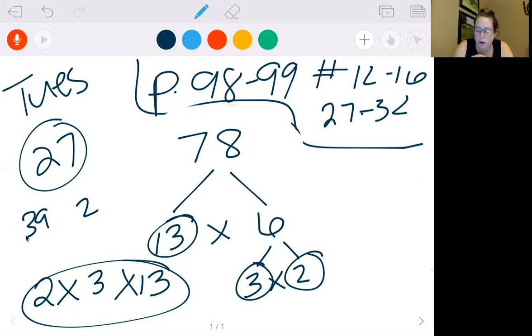You'll do that for 27 to 32. So this is your work for Tuesday. Your homework is going to be workbook 93, which you'll see on Shobi. And I will see you guys back for Wednesday.